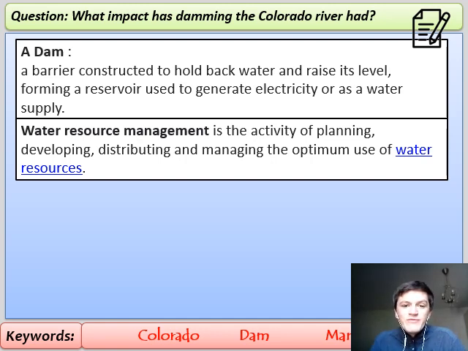Secondly, we've got water resource management. This is the activity of planning, developing, distributing and managing the optimum use of water resources. So water resource management is sitting down and looking at a river and thinking, right, how can we best use this river? How can we get the most from this river? So write those two definitions down for me, please, and let's move on.